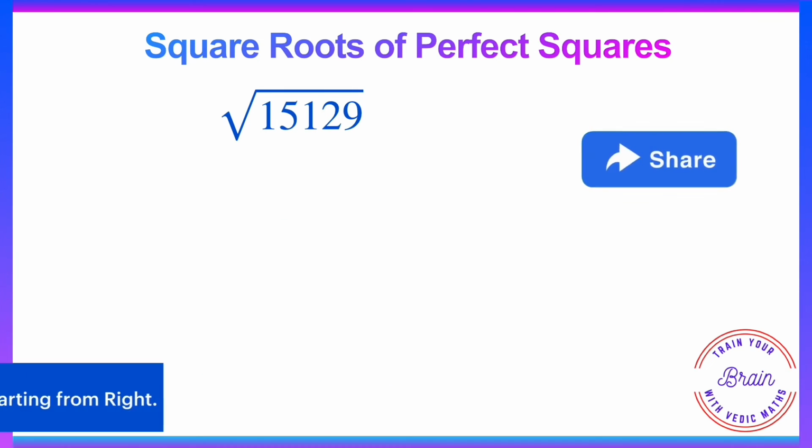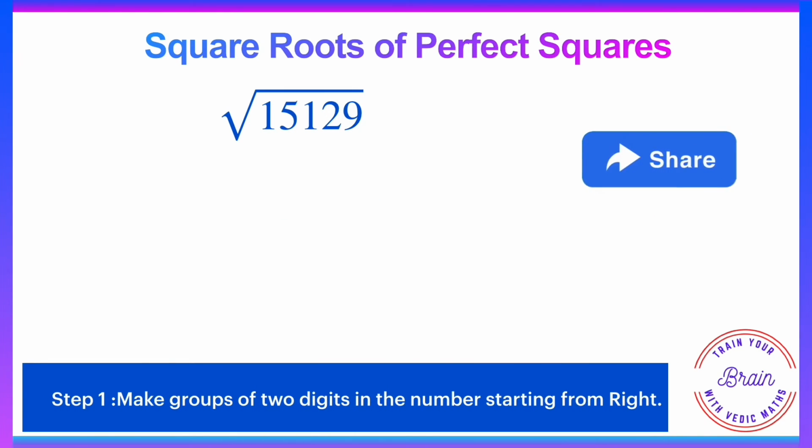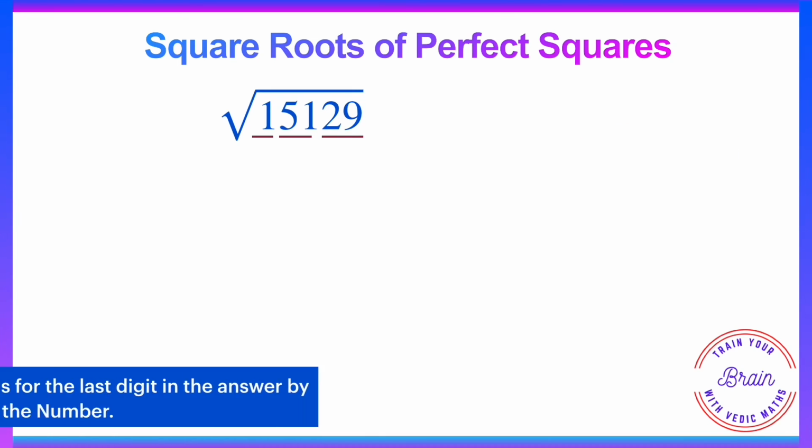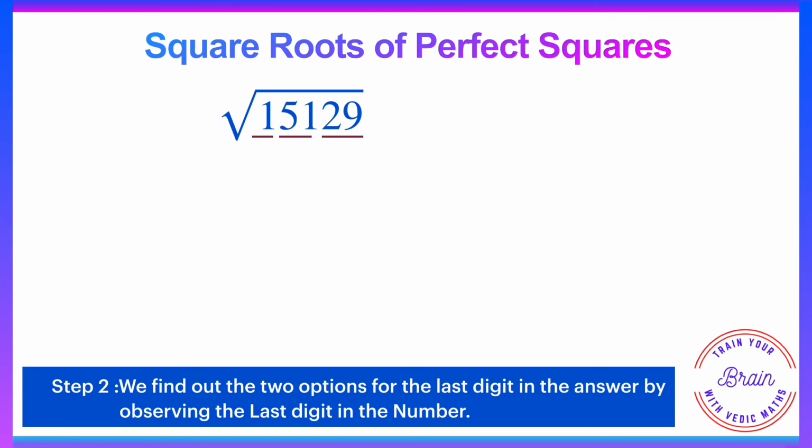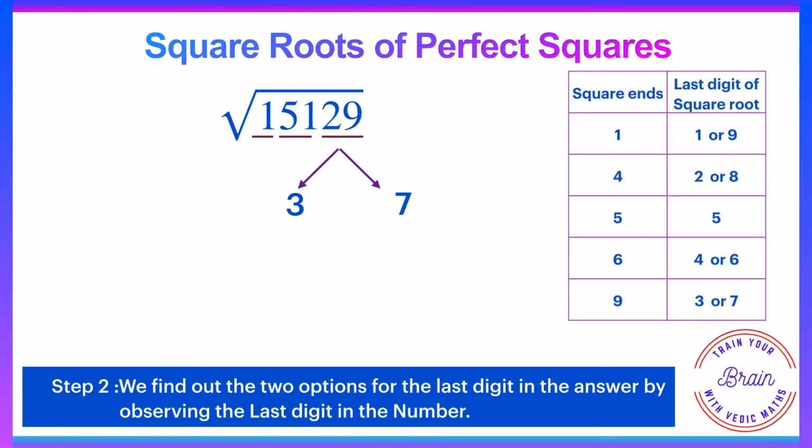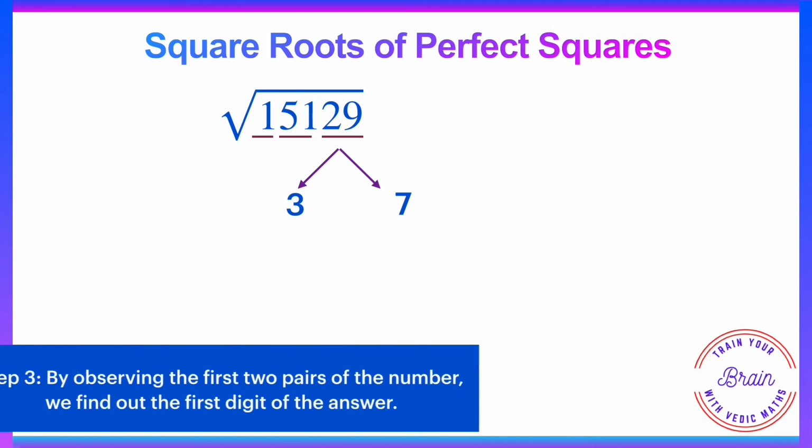Let's take another example. Square root of 15,129. First, we make groups of 2 digits in the number starting from right. In the second step, we observe the last digit of the number, that is 9. If the last digit of the square number is 9, then the square root will end in 3 or 7. So we have 2 options in the ones place of our answer.